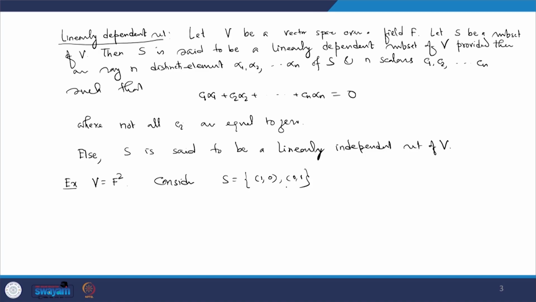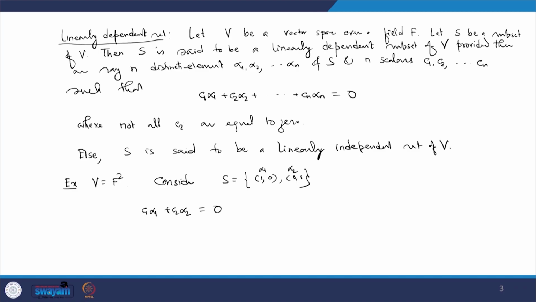Okay. So, I have to check whether this is linearly independent or not. Now, we see for any linear combination, suppose it is linearly dependent, then there will be some C1, C2 such that, suppose this is alpha 1, this is my alpha 2, then I will have C1 alpha 1 plus C2 alpha 2 equal to 0, where not all Ci are 0, meaning at least some Ci will be non-zero.